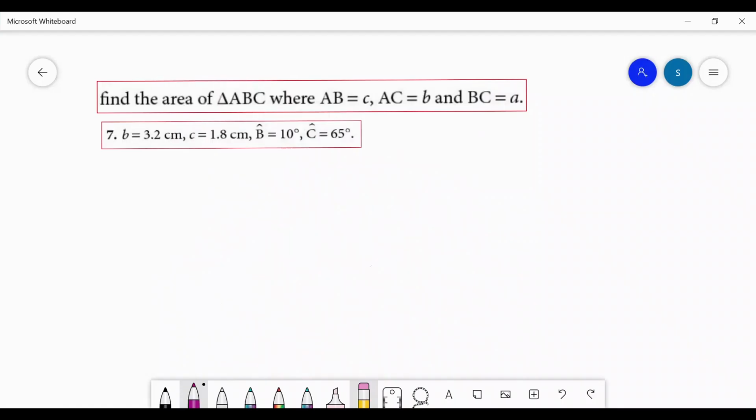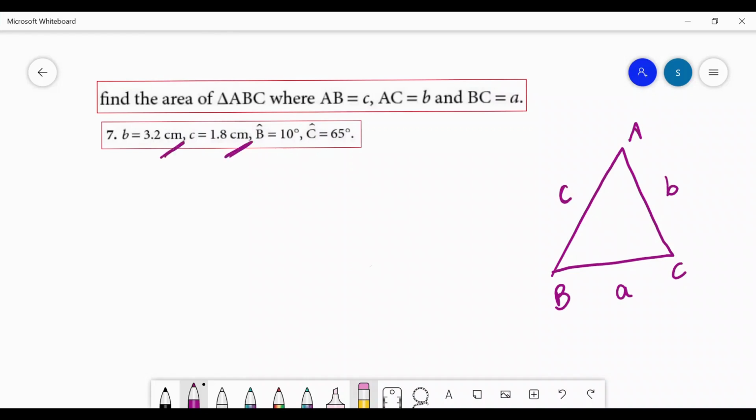Okay, so next up we have find the area of triangle ABC where AB equal to C, AC equal to B and BC equal to A. Let me just draw the triangle first here. Let this be ABC. So this side becomes A, this is side B, this is side C. They've given the measure of two sides. So B is going to be 3.2 centimeters and C is 1.8 centimeters. And they've also given two angles here. Let's just mark that. This is 10 and this is 65 degrees.